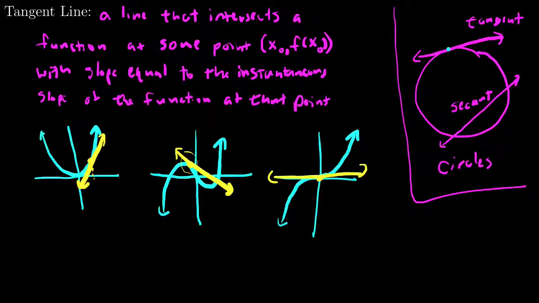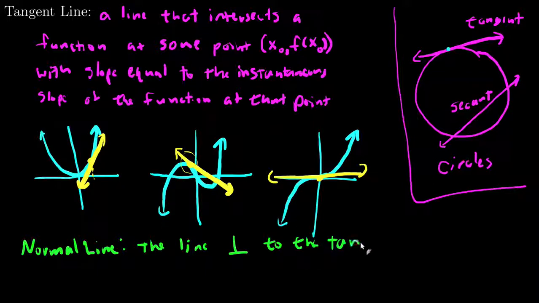One more term here before I flip to the next slide, normal line. And that's just the line perpendicular to the tangent line at that point, we'll call it x naught, f of x naught. And you may recall seeing the term normal as in like normal force when you did physics, and that's the force perpendicular to something that we're pressing an object against due to usually gravity.